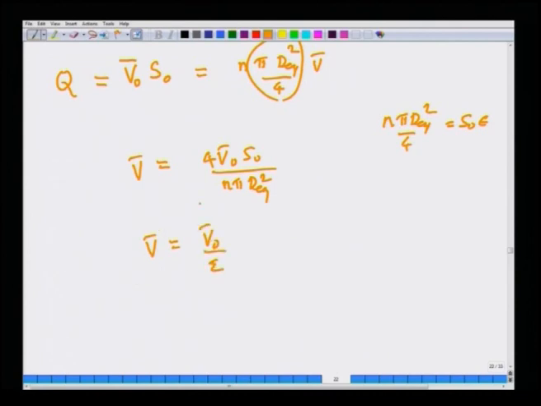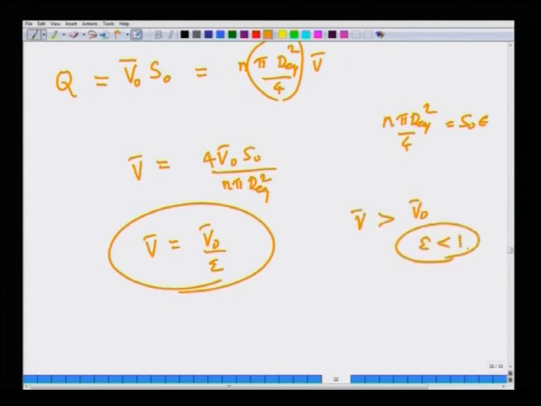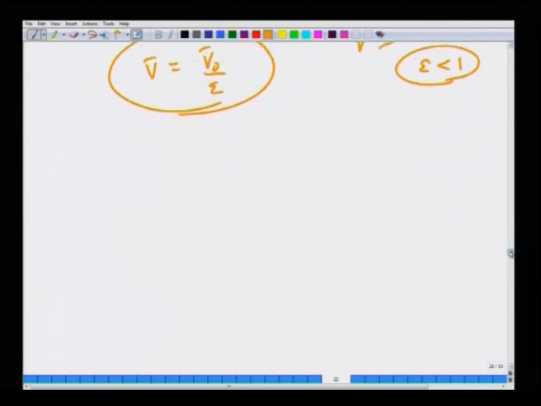So, we can see that V bar is greater than V naught, because epsilon is always less than 1. Epsilon is the porosity, so it is always less than 1, and in the limit when epsilon is equal to 1, that is, the whole bed is empty, then we get V equals V naught. So, now we know V in terms of the superficial velocity of the bed divided by the porosity, and we know D equivalent. So, we know the velocity and the diameter of the pipes.